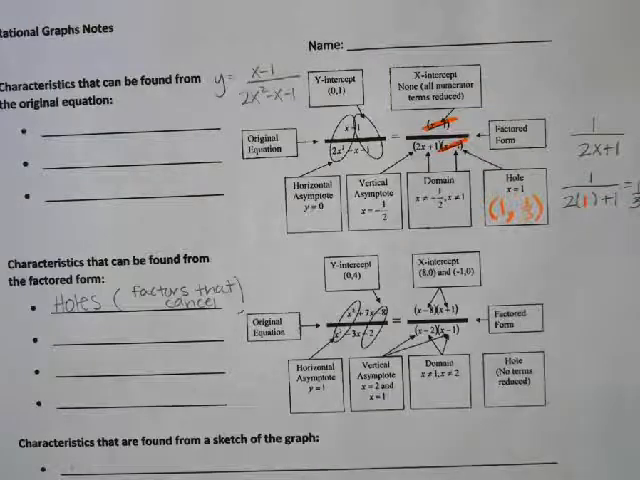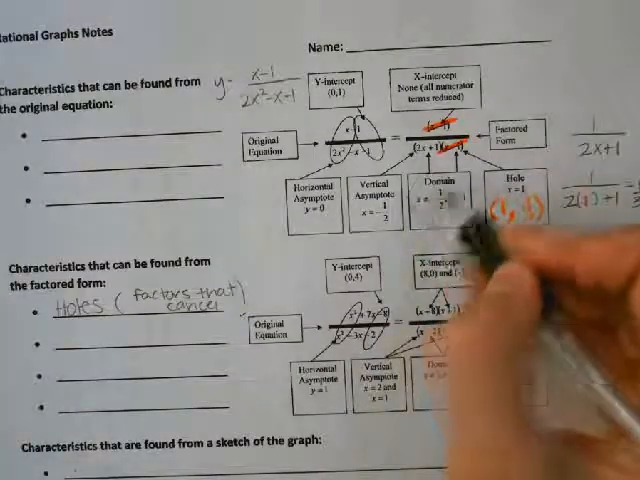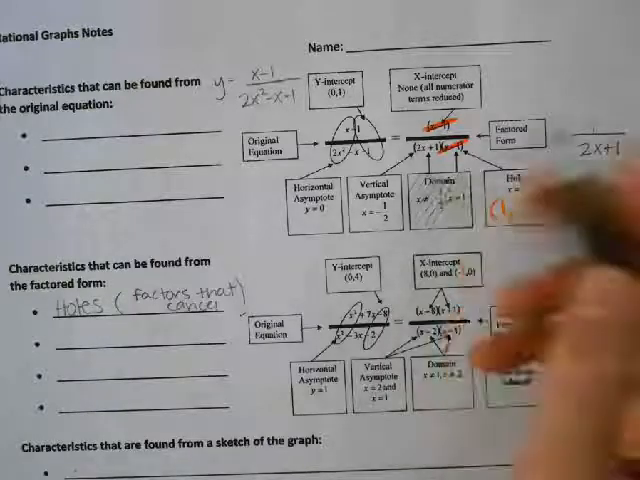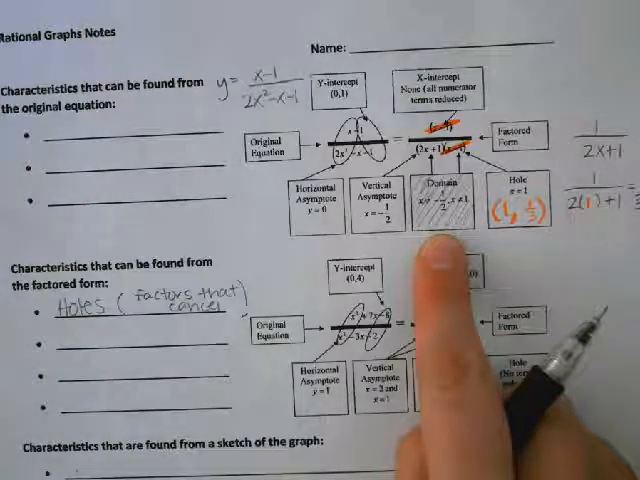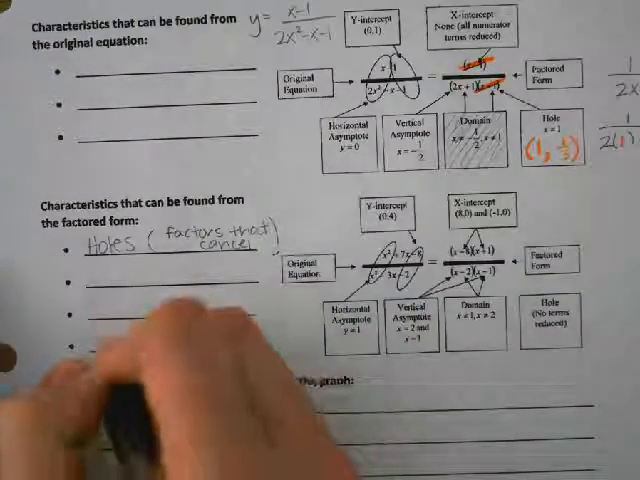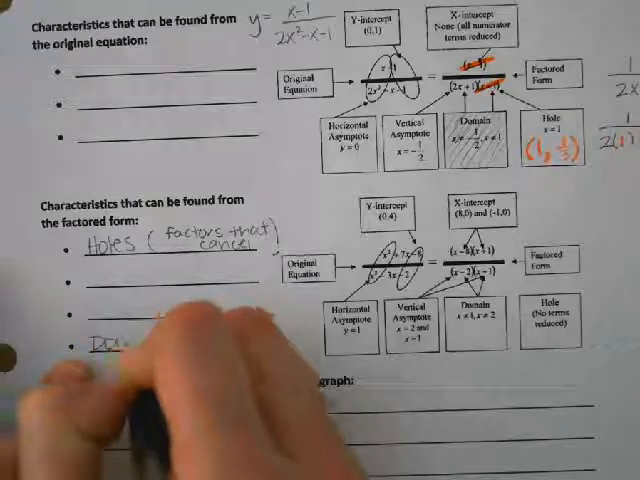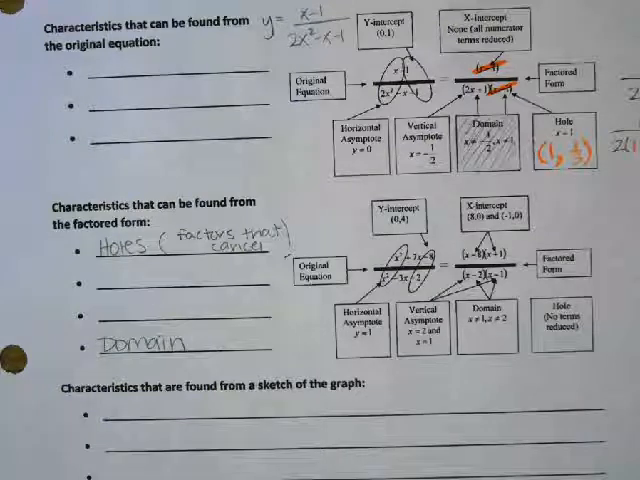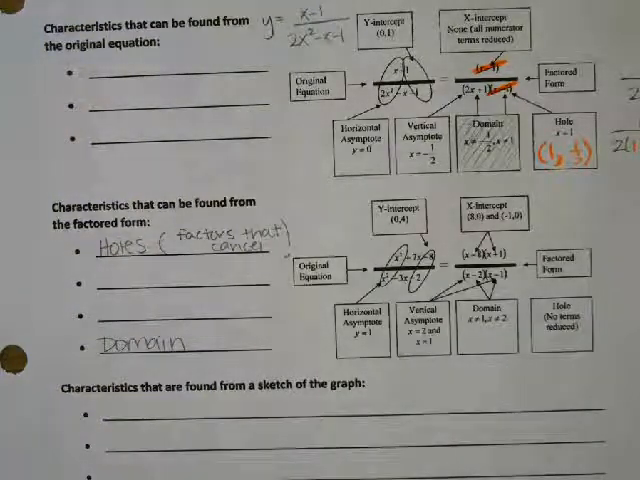Okay. Don't completely scribble domain out, but we are not going to worry about domain for today. Domain is another thing you can get from the factored form. So over here, we're going to go ahead and put domain for the last bullet because we are not going to worry about it today. So you can find it from the factored form, we're just not going to do it. Okay.